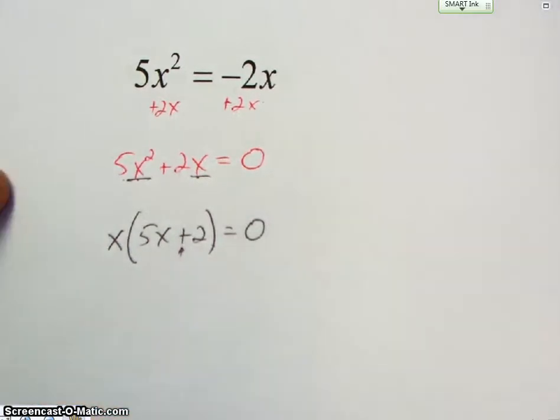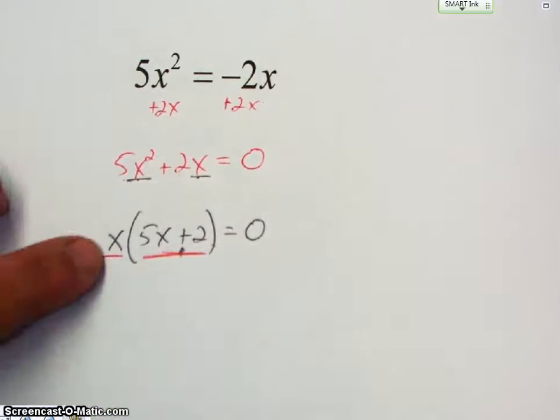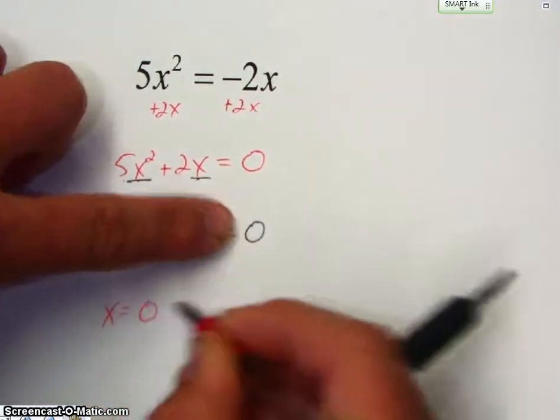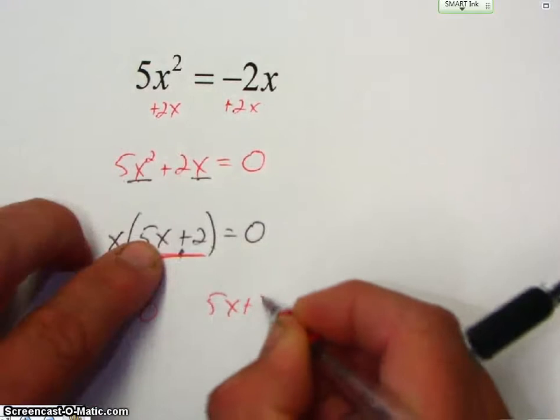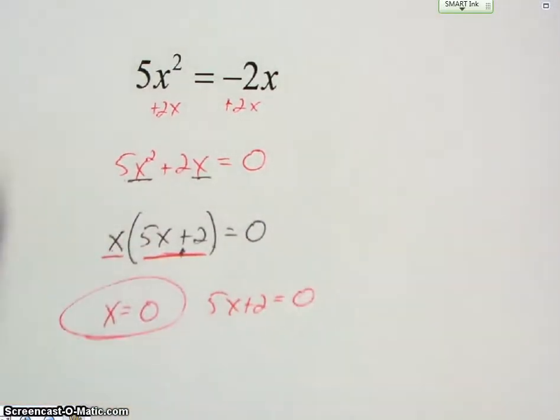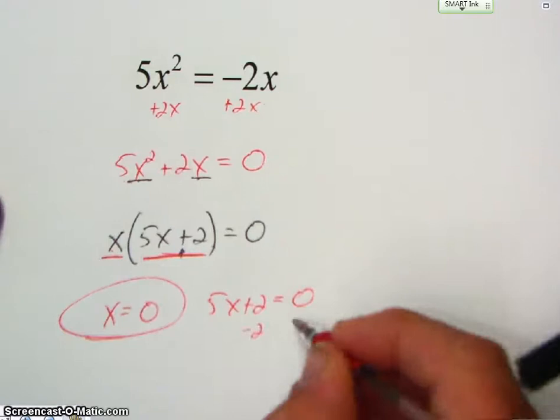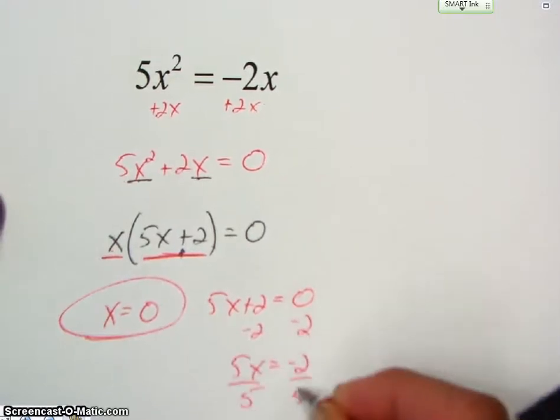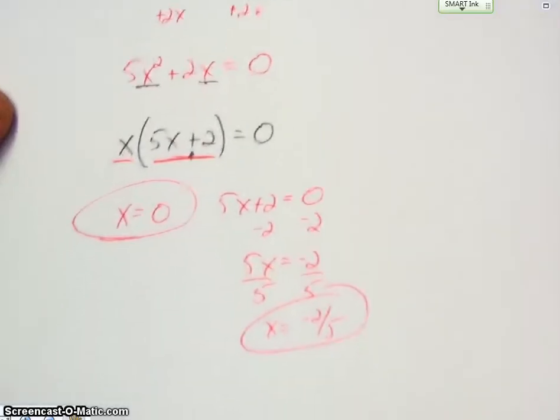All right, so this is considered a factor, and this is a factor. So I set each of those equal to 0. So I got x equals 0, and I have 5x plus 2 is equal to 0. Well, this one's done for us, which is nice. Here, subtract 2. Divide by 5, and there's my other solution.